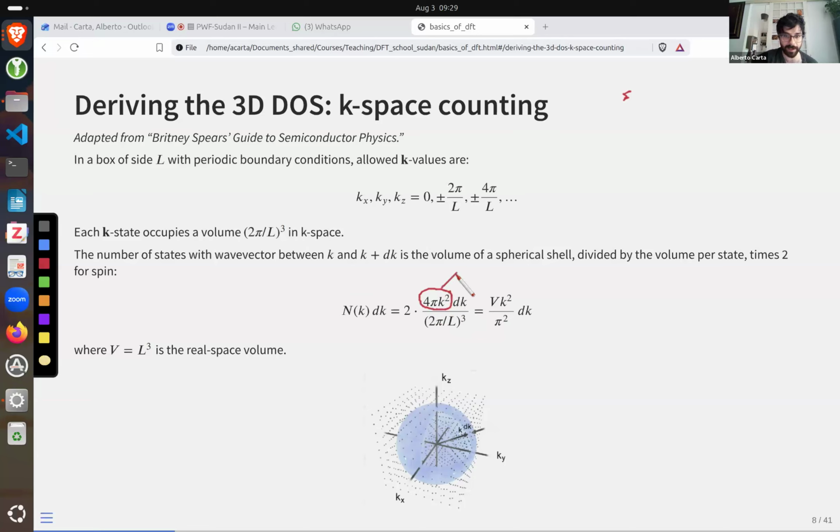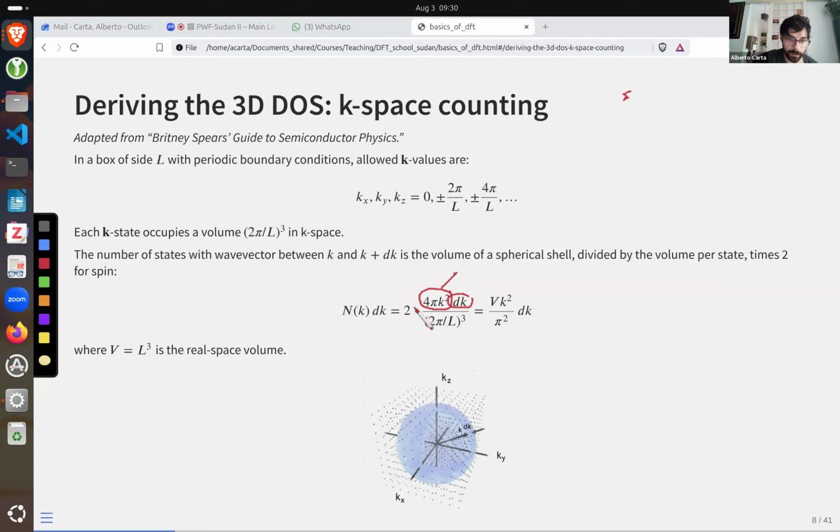Here I am very slow for some reason, so I cannot write very well. But hopefully you can understand that. This part here is just the area of a sphere in k space, and then we increase this by an amount dk. This basically means that the sphere gets a little bit of a kick towards the outside, and this makes it slightly bigger.